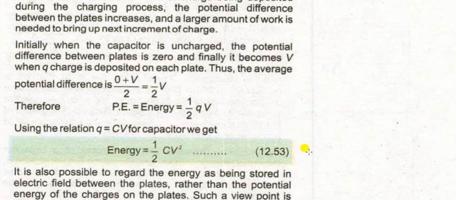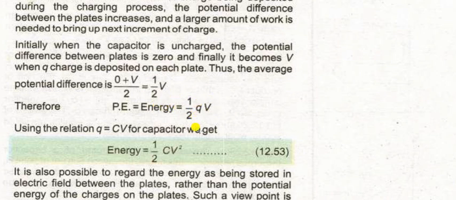Also, by the relation of the potential and energy or the work, we know that potential energy is equal to charge multiplied by the potential. If a charge is moved through a potential difference of V volts, then the work done or the energy will be charge times potential difference, as we have discussed in the case of electron volt. But in this case the potential difference is V/2 and the charge deposited is Q. So the potential energy will be 1/2 QV.